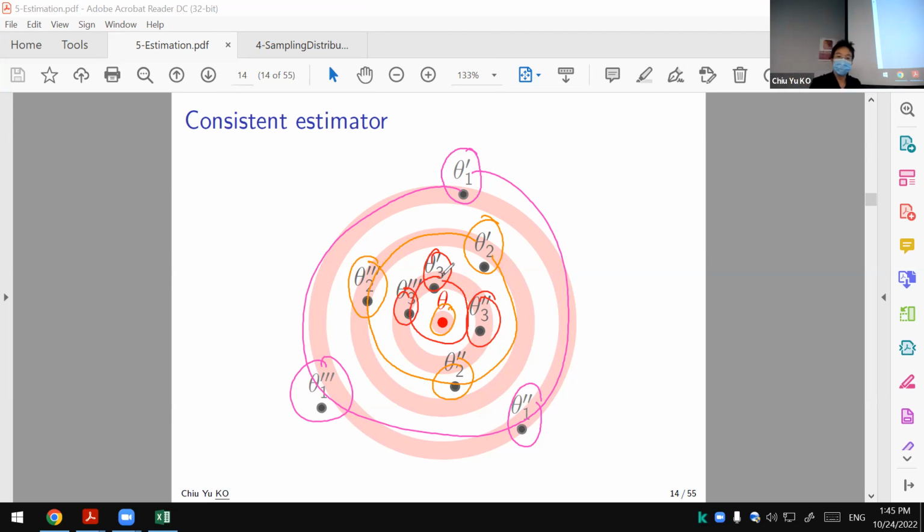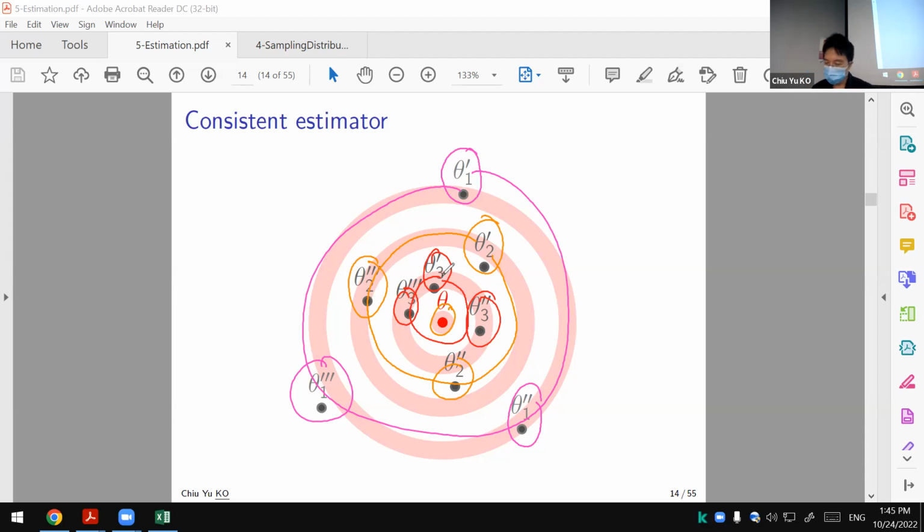Then it's called consistent. It can be biased. You know, this graph that I just drew is biased, but sometimes it's still consistent, because as the sample size goes large enough, the bias actually goes to 0. So, okay.